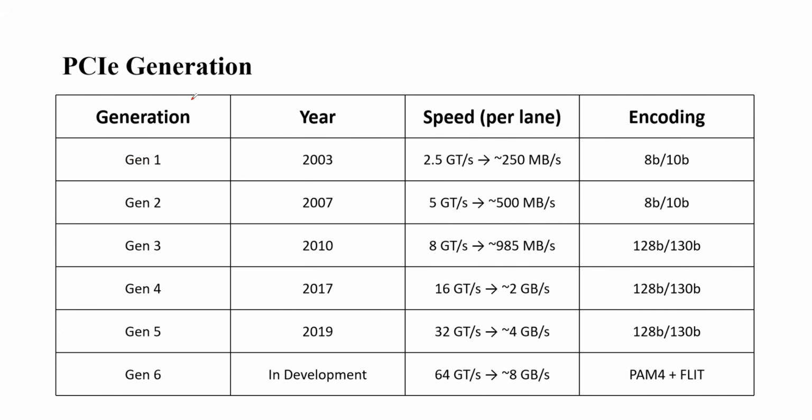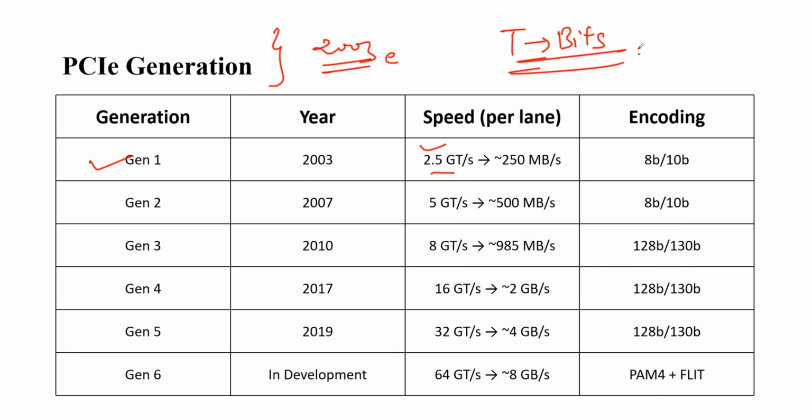Let's see the generations of PCIe. Peripheral Component Interconnect Express was introduced in 2003, and in 2003 Gen 1 was there. Then we made improvements in speed. Initially the transfer speed in Gen 1 is 2.5 giga transfers per second. Here the transfer is nothing but bits, so you can write it like this.